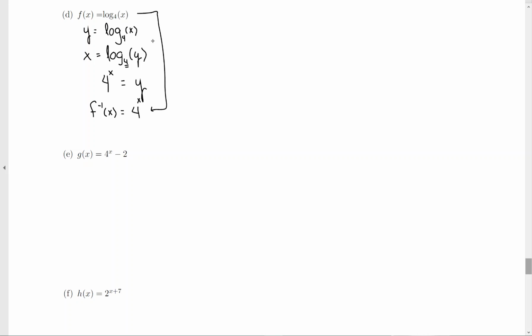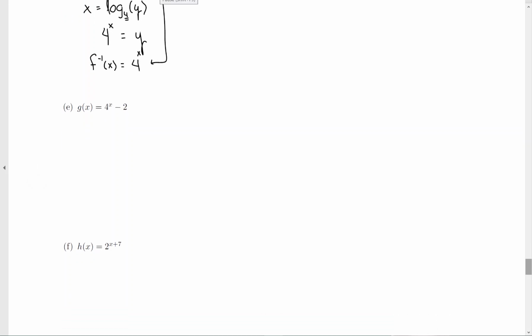Logarithms and exponents are inverses of each other. So if I start out with g of x equals 4 to the x minus 2, this is an exponential. I should expect to see a logarithm in my final answer, because again, they're inverses of each other. So change g of x to y equals 4 to the x minus 2. Swap the x's and the y's. So x equals 4 to the y minus 2.